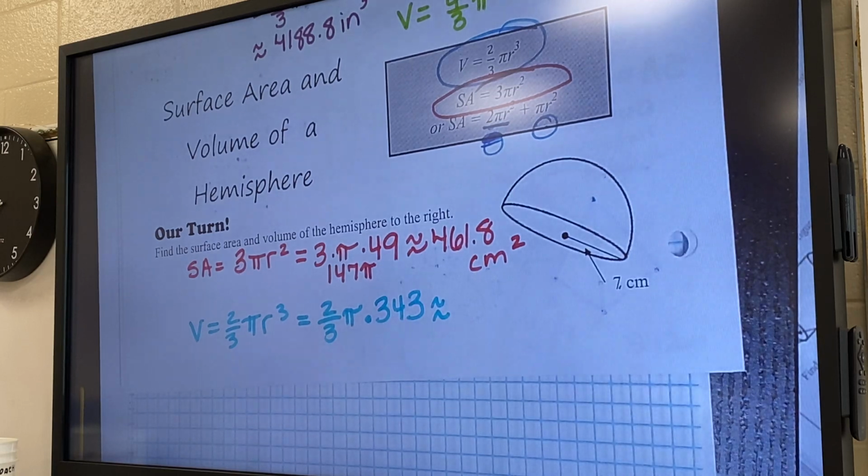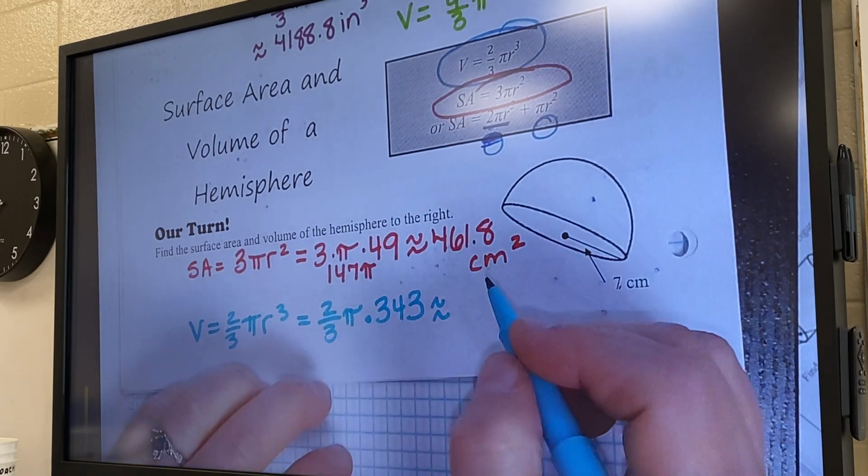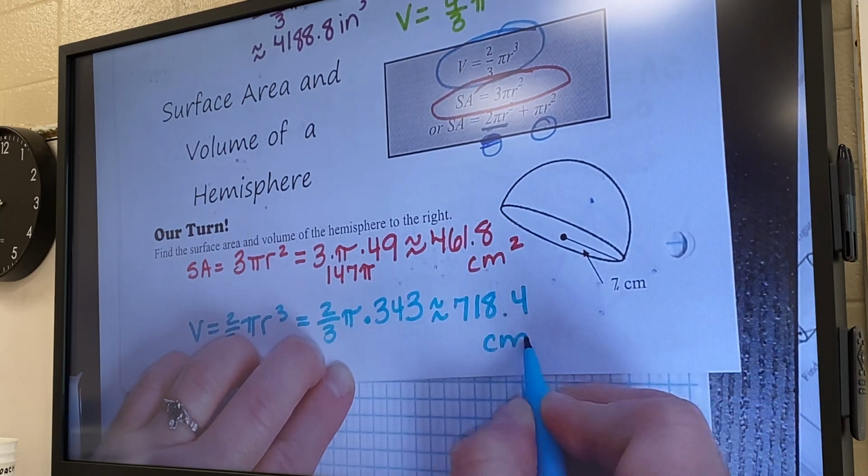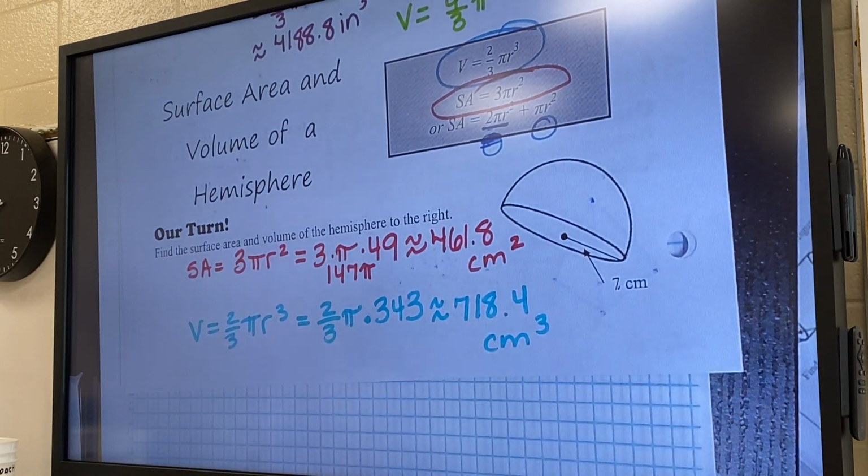That would be approximately what? 718.4 centimeters cubed. Good job. Does anybody have a question about this? Because we're about to keep on keeping on. Take the formula, plug in the radius, stick it in the calculator. Have y'all made index cards of some of these formulas yet? No, I haven't made index cards, but I've been studying. Alright.